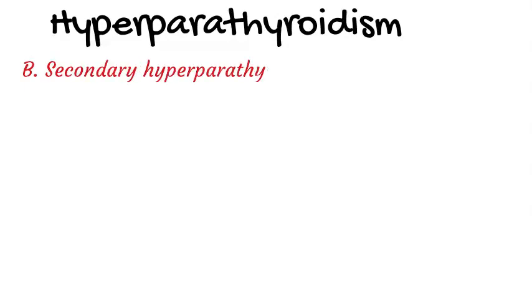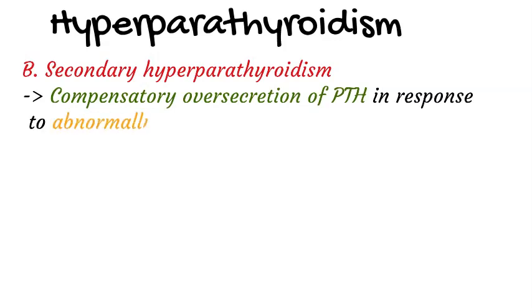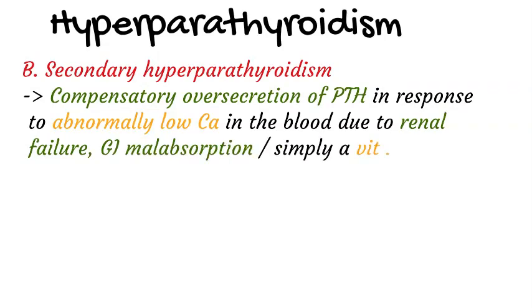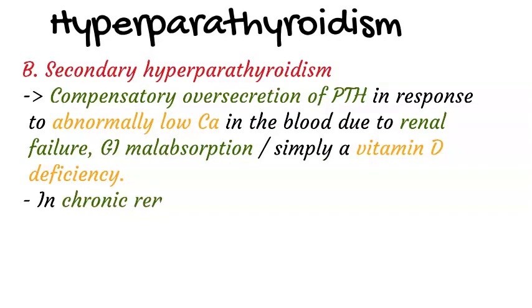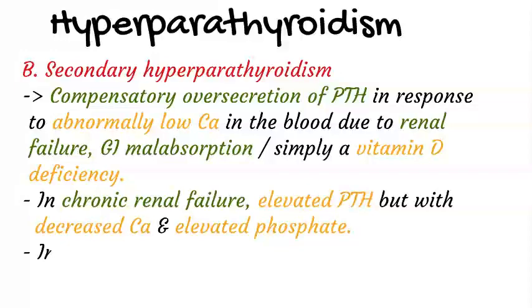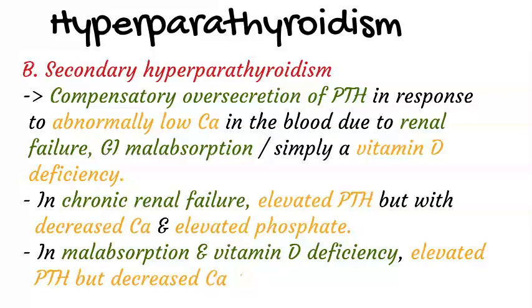B. Secondary hyperparathyroidism. It is a compensatory oversecretion of parathyroid hormone in response to abnormally low calcium in the blood due to renal failure, GI malabsorption, or simply a vitamin D deficiency. In chronic renal failure, there is elevated parathyroid hormone but decreased calcium and elevated phosphate. In malabsorption and vitamin D deficiency, there is elevated parathyroid hormone but decreased calcium and phosphate levels.